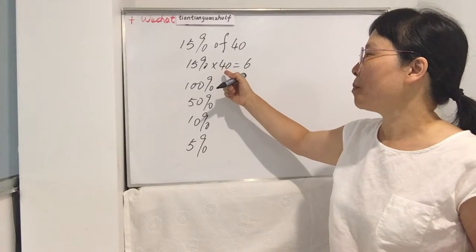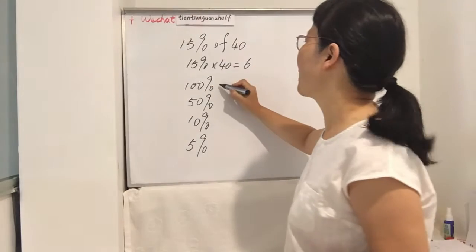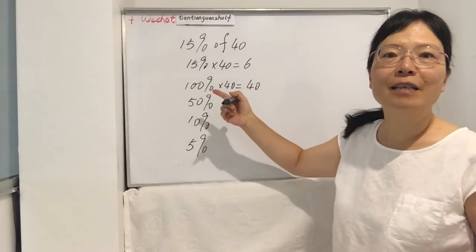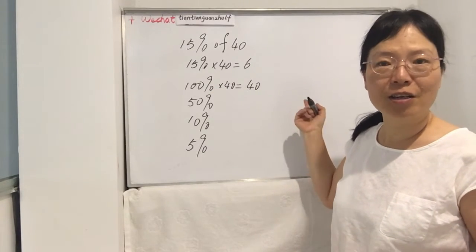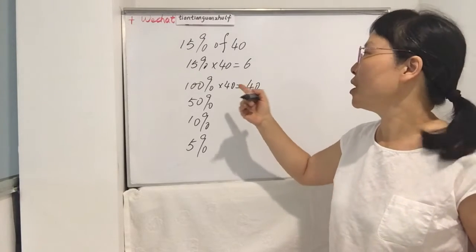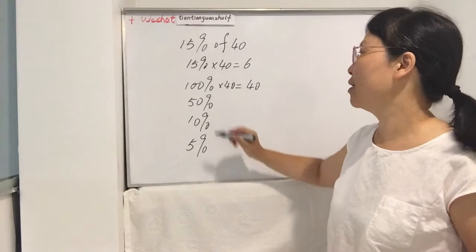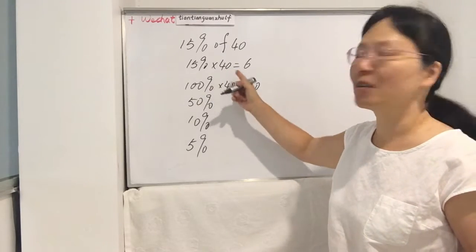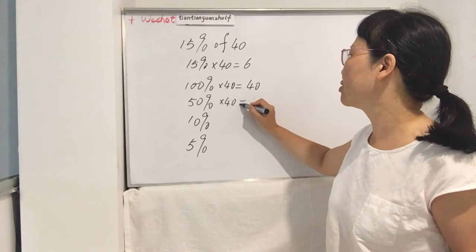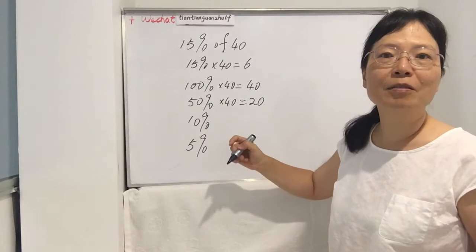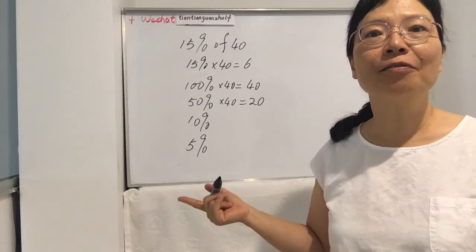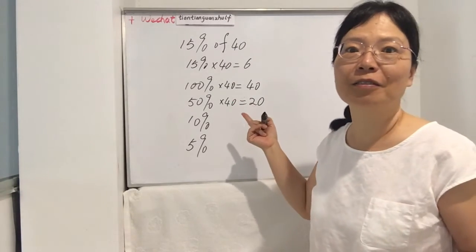Let's talk about this. 100% of 40 is still 40. 100% of 20 is 20, or 100% of 1000 is still 1000. So 100% doesn't change anything. And 50% of 40: 50% is half, so it's 20. 50% of 100 is 50, and 50% of 5 is 2.5.